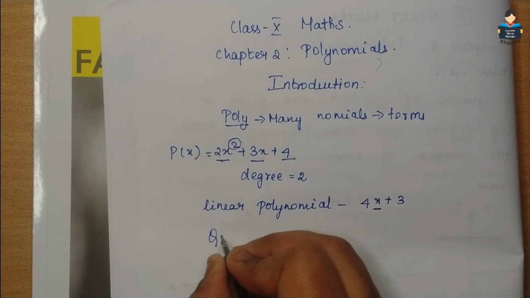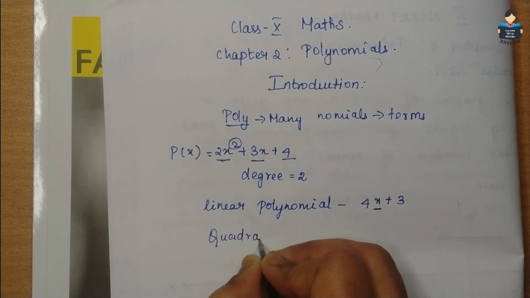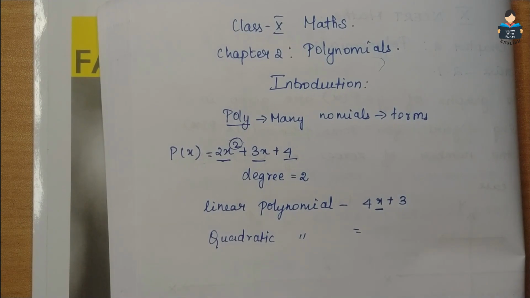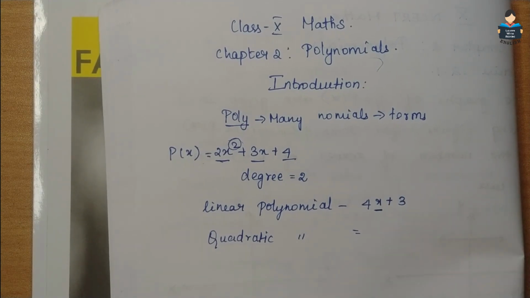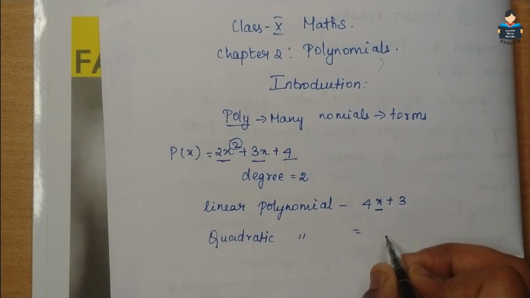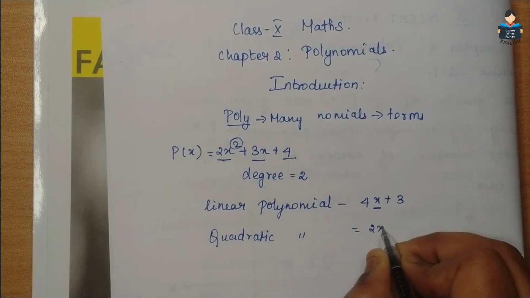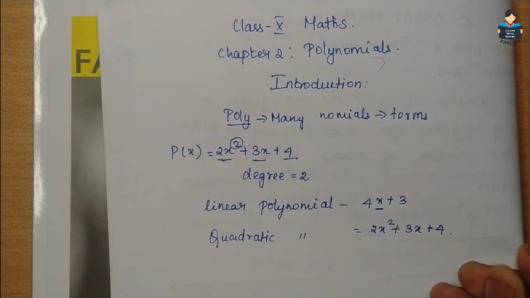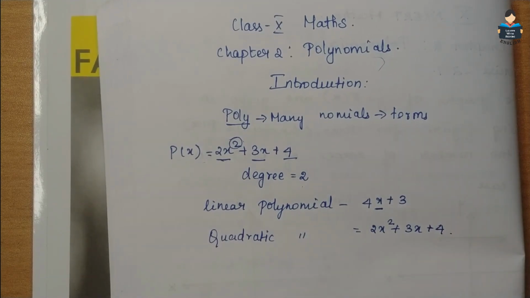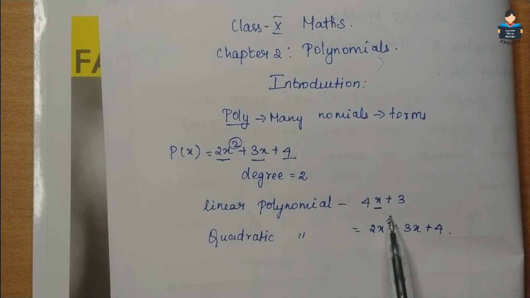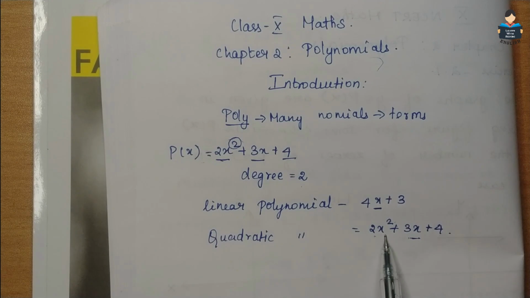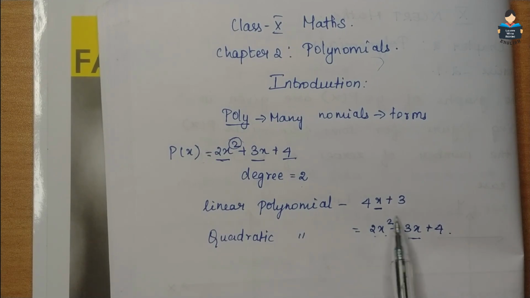So quadratic polynomial. A quadratic polynomial is that the highest degree of x will be 2. 2x square plus 3x plus 4. This is a quadratic polynomial since the highest degree of x is 2. We have x here also, but we have to check with the highest power.